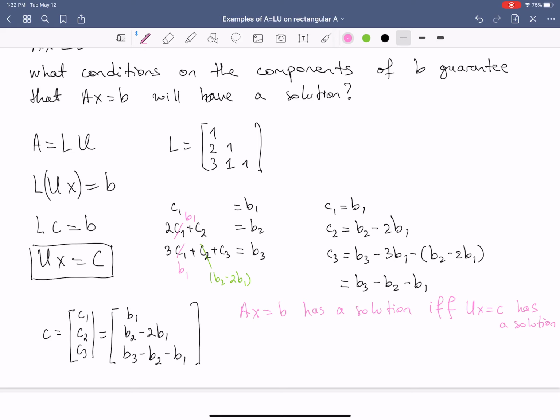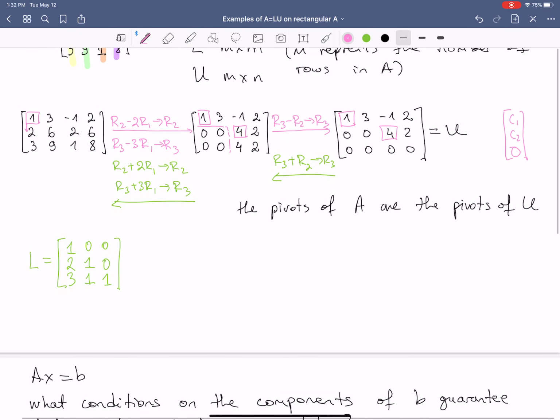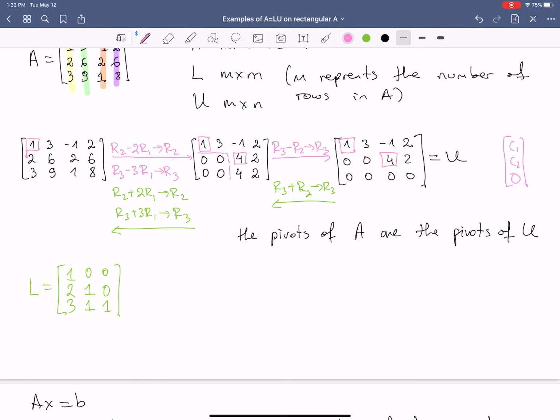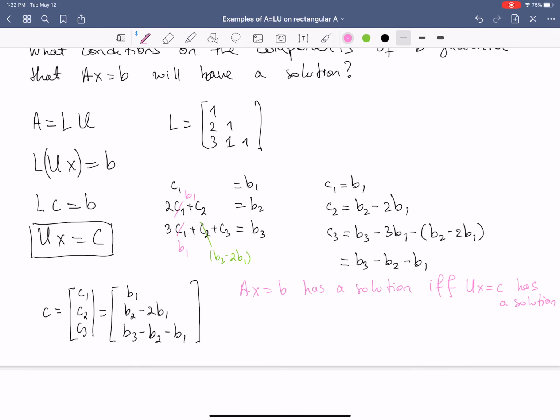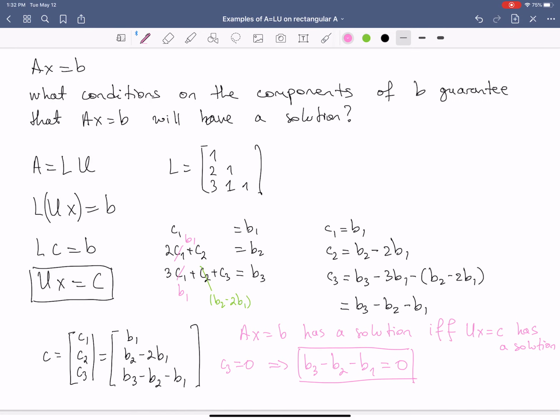Now remember, because U has the last row equal to 0, I know that any combination of the columns of U must have 0 in the third component. So I know that my condition for solution is that C3 must be 0. That forces a relationship on B, which says B3 minus B2 minus B1 must be 0. So if the components of the vector B satisfy this relationship, then AX equal to B will have a solution.